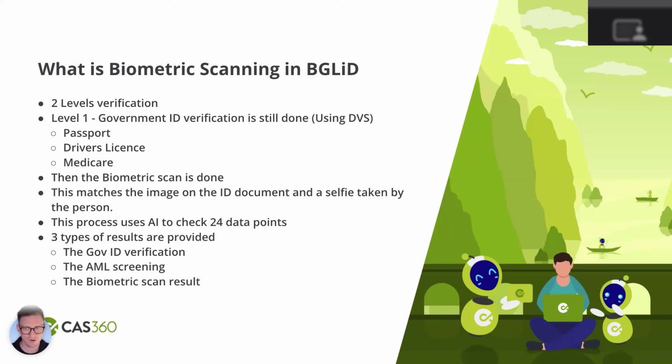You do have to take a selfie for biometric scanning, and there's a process of matching. This process uses AI and matches 24 data points to make sure that the photo is the same as the selfie. And then you'll get three types of result: the government ID verification, the AML screening including PEP and sanctions, and also the biometric scanning result.